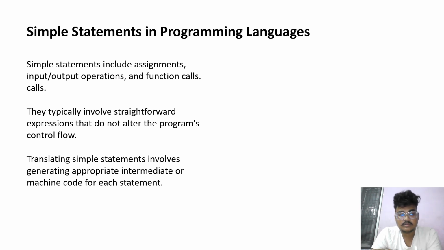What this essentially means is simple statements are assignments, operations and function calls that do not interfere with the control flow statements. They stay aside and do not influence the code too much. Simple statements include assignments, input-output operations, and function calls. And this transforms simple statements to generate appropriate intermediate or machine code for each statement.